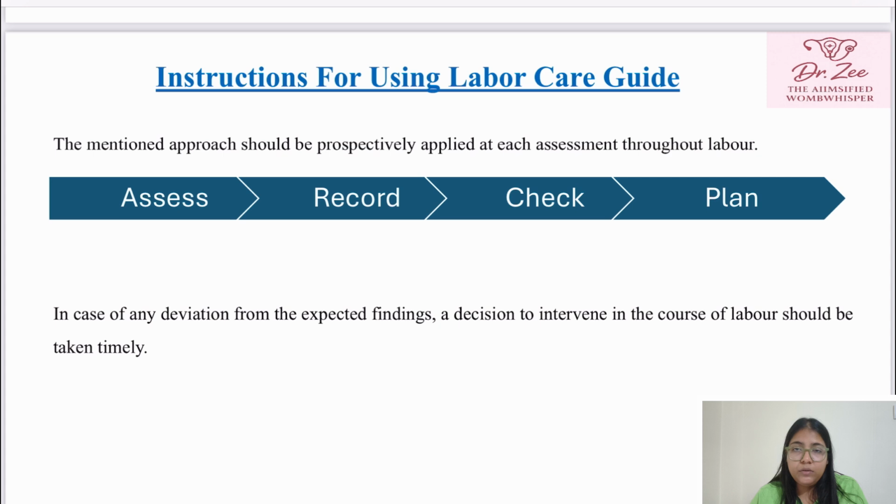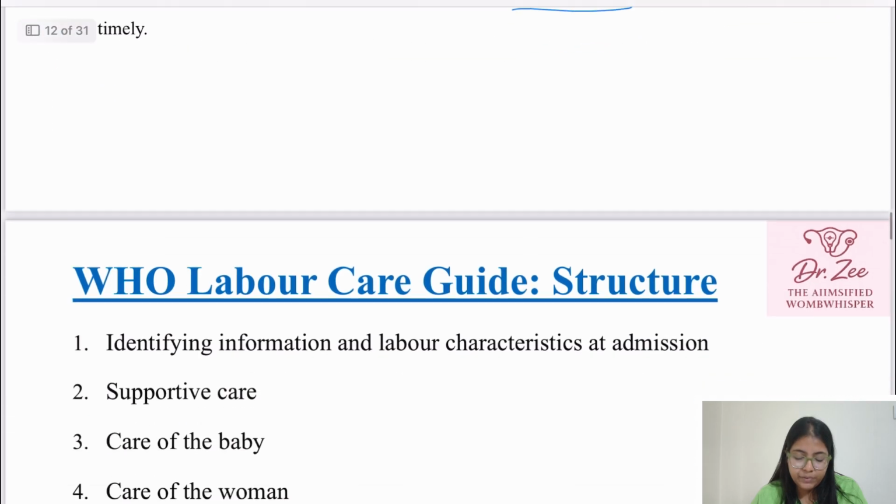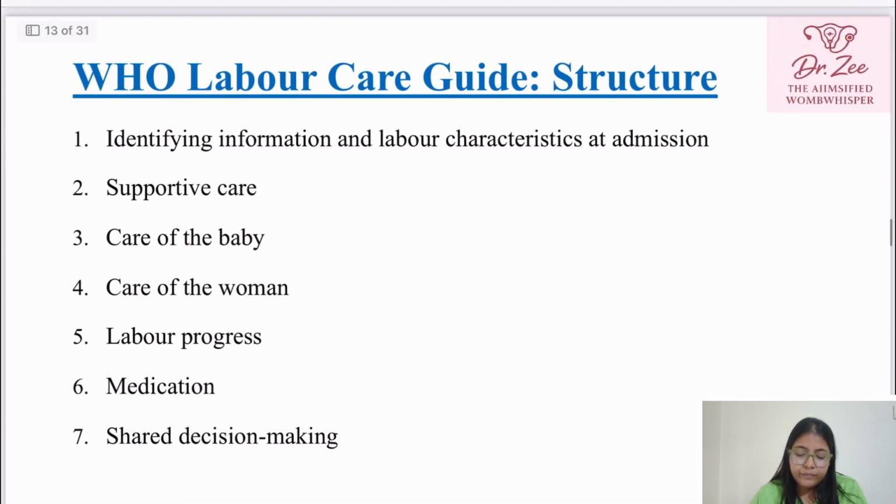And how do we use the LCG? We assess the findings and then we record it on the LCG paper, and then we check it against the alert column, and then we plan our management. Okay, if any deviation is there from the expected findings, then we take a decision to intervene in the course of labor. So what is the structure of LCG? It comprises 7 sections.